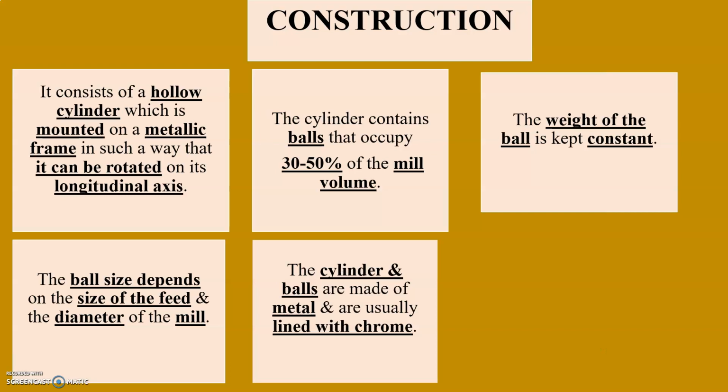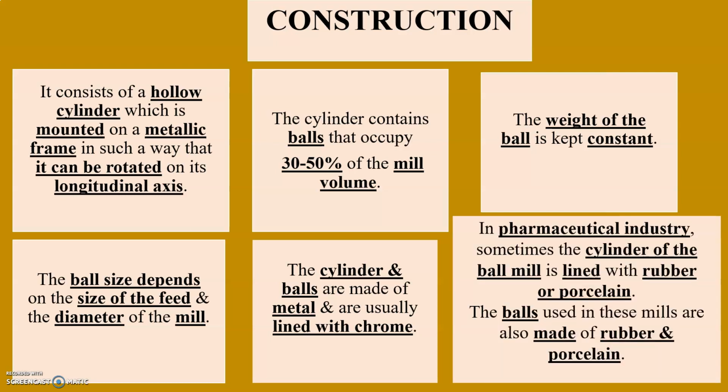The cylinder and balls are made of metal and are usually lined with chrome. In pharmaceutical industry, sometimes the cylinder of the ball mill is lined with rubber or porcelain. The balls used in these mills are also made of rubber and porcelain.